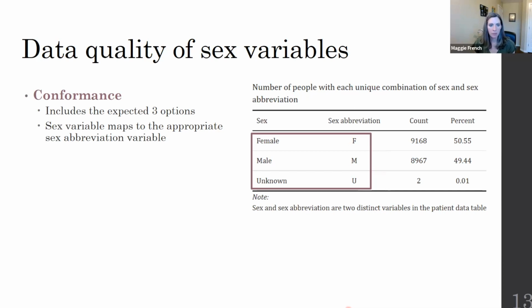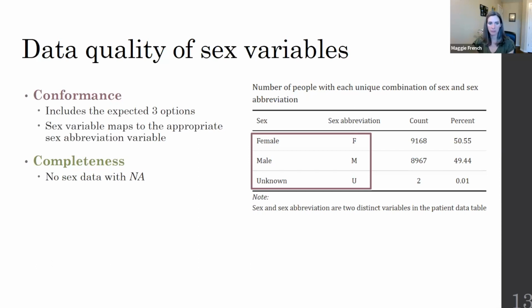We can then think about completeness. We don't have anybody whose sex is NA per se, so we have something documented for all of these folks. You could make the argument that because we have 2 people whose sex is unknown, maybe there's some sort of issue with completeness there. But on the whole, most of our individuals have this variable.